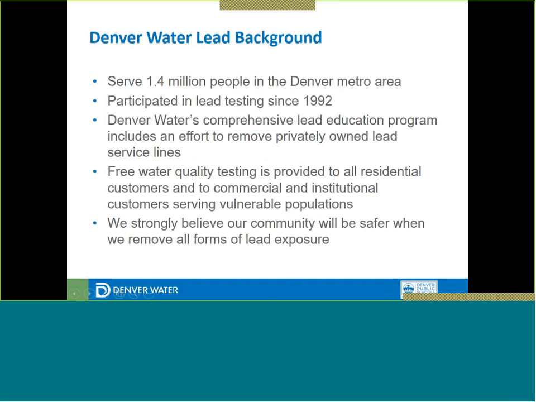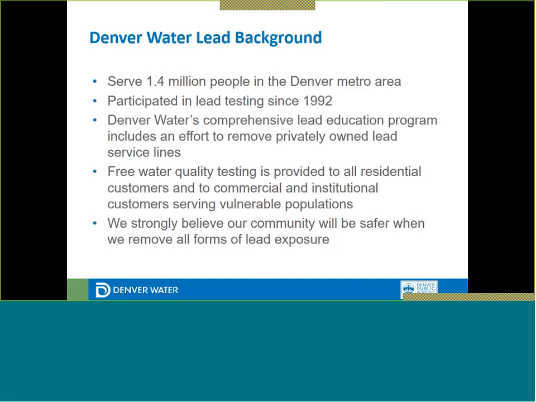I wanted to start with a bit of background about Denver Water. We're a public water utility serving 1.4 million people in the Denver metro area. And like all water providers, we've participated in the EPA's Lead and Copper Rule lead testing program since 1992. Each year, Denver Water collects more than 35,000 samples and runs more than 68,000 water quality tests. Lead is not present in the mountain streams and reservoirs that supply our water, and it isn't found in the water when it leaves our treatment plants or travels through our system's water mains.